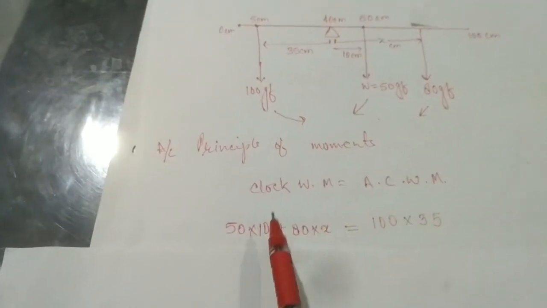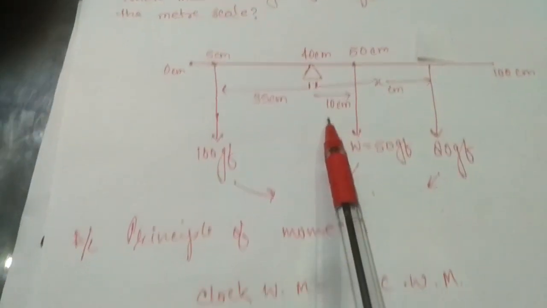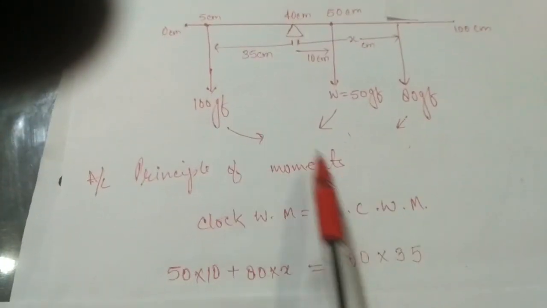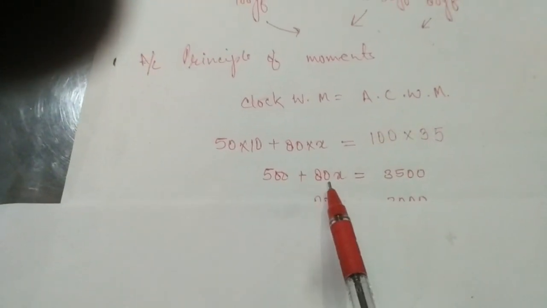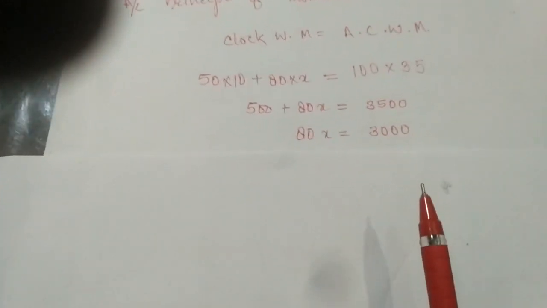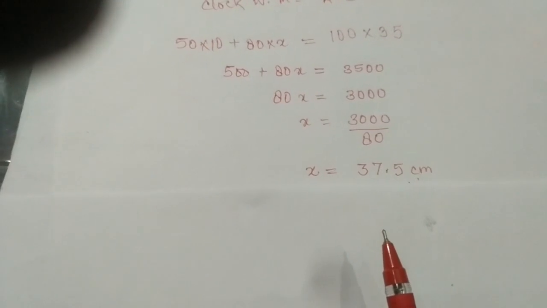So let's put the values here. In the clockwise direction, this one, the force is 50 and 10 is the displacement, so it becomes 50 into 10. This one is the 80 gram force, and the displacement is unknown, so I am writing 80 into x. And for this one, the anti-clockwise moment is 100 gram force into 35. On further solving, it gives 500 plus 80x is equal to 3500, or 80x is equal to 3000, or x is equal to 3000 upon 80, and x is equal to 37.5 centimeter.